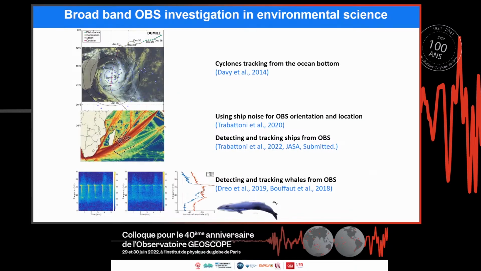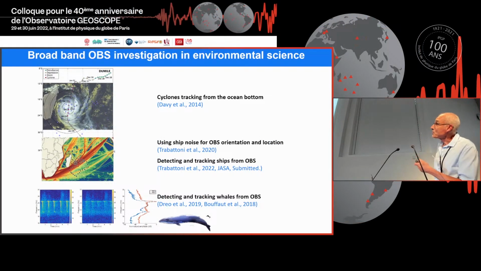From the deployment of broadband instruments on the ocean bottom, we also developed some exotic work, particularly cyclone tracking from the ocean bottom. We use ship noise as recorded by the ocean bottom seismometers to relocate and orient the OBS on the ocean floor. The idea is also to passively detect and track ships from the ocean bottom, and to use OBSs even at great depths to detect and track big mammals in the oceans.